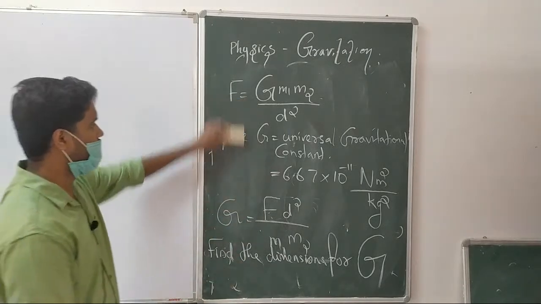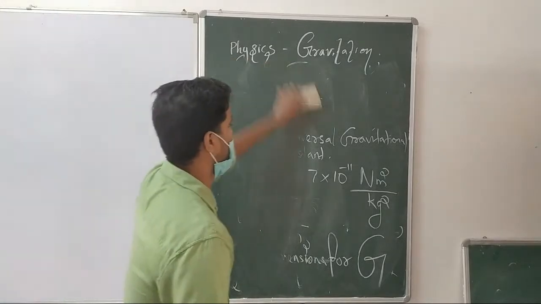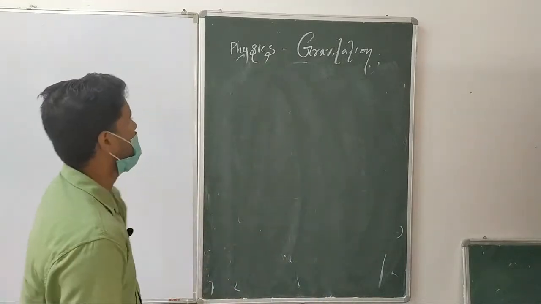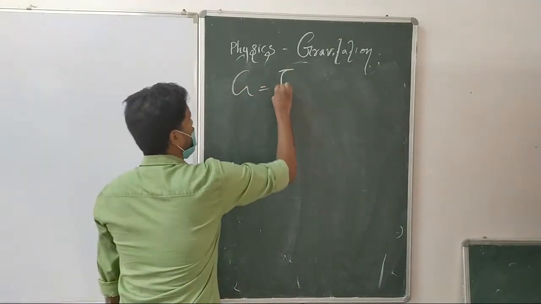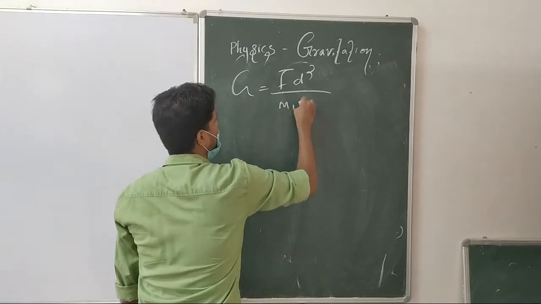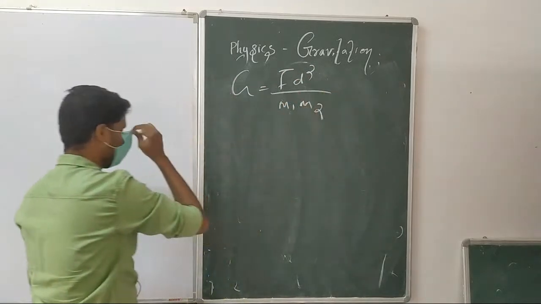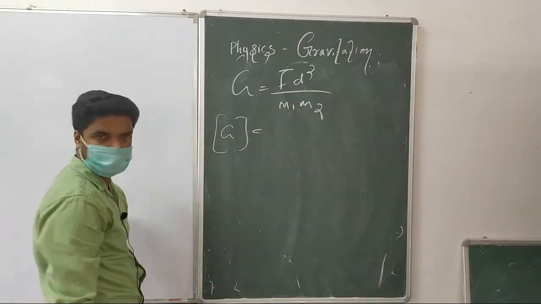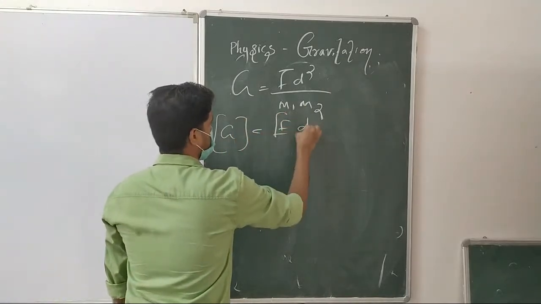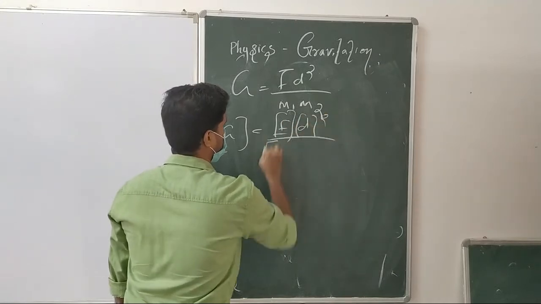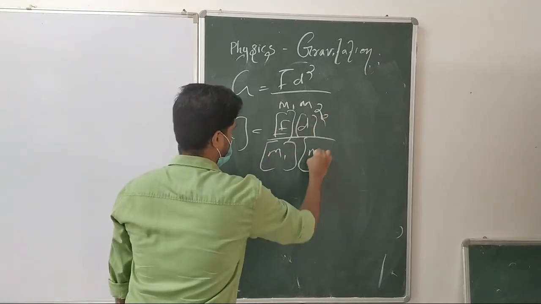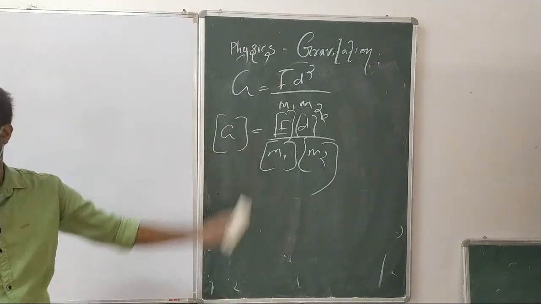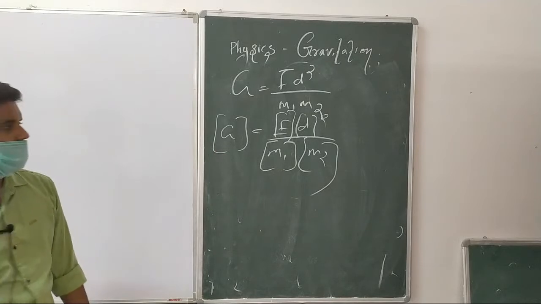What is the dimension? Let me try to do it. Those who didn't do it, let me help. See students, G equals F d square by m1 m2. This was the equation, and to get the dimension I have to put square brackets here. This is the usual process, but to save time in an entrance examination, no need to do it like this. But in a theory examination, do it like this. This is the proper way.